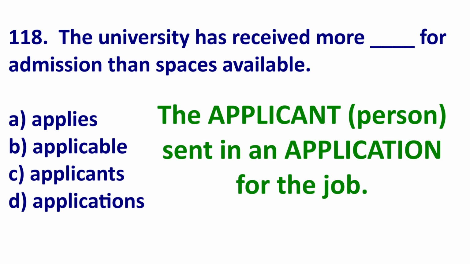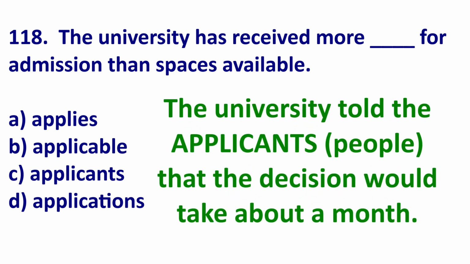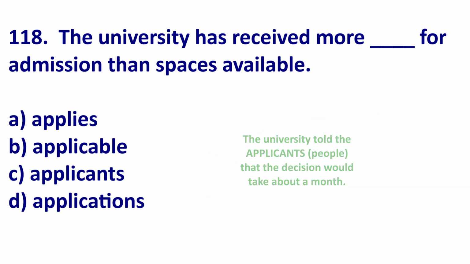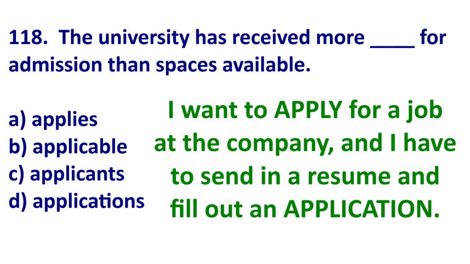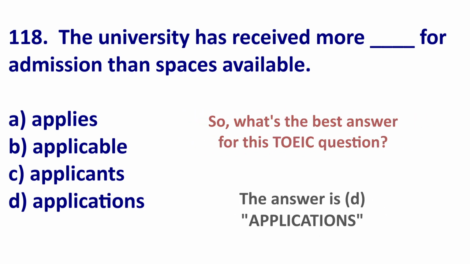Examples: the applicant, the person, sent in her application for the job. The university told applicants, the people, that the decision would take about a month. Or, I want to apply for a job at the company and I have to send in a resume and fill out an application. So what's the best answer, C or D? Well, the answer is D.